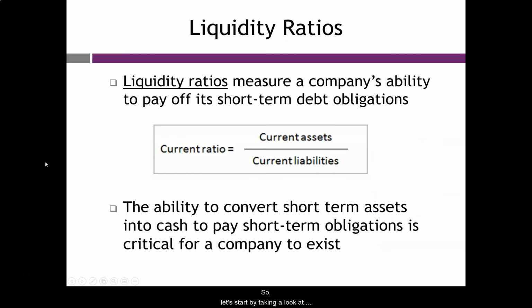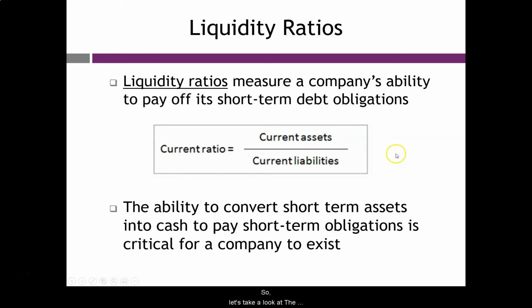So let's start by taking a look at liquidity ratios. Again, these measure a company's ability to pay off their short-term debt. So why is this important? Well, you don't want to run out of money, okay? So it's important to know how liquid a company is. And the higher, the better, okay? It's current assets over current liabilities, so you'd like to see, generally speaking, assets over liabilities.